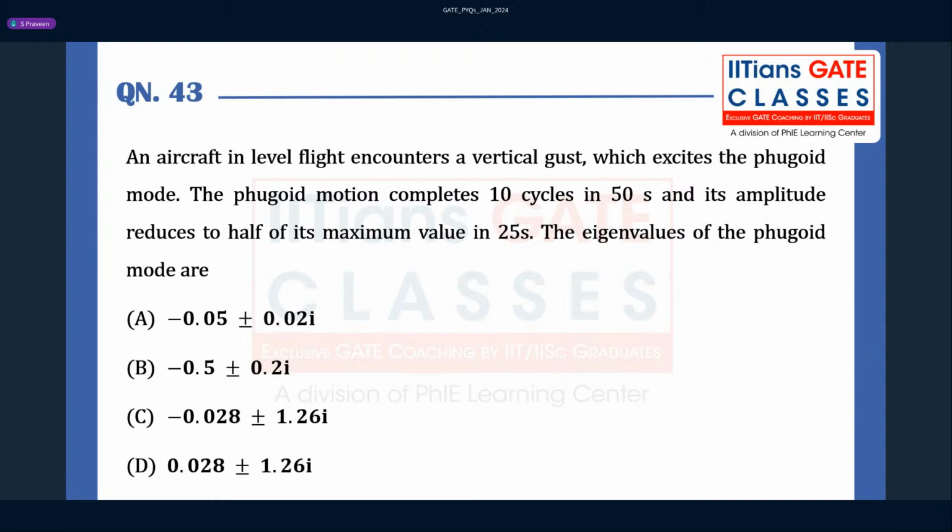Pretty simple again. So underline the words vertical gust, Phugoid mode. And so we have to use the Phugoid mode formula. If you have watched my last GATE session, I have given you the Phugoid formula. So Phugoid motion completes 10 cycles in 50 seconds, and its amplitude reduces to half in 25 seconds. Ask this eigenvalue. Let's try to do this.